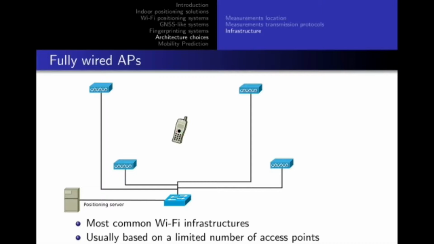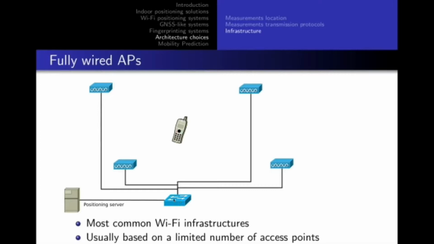Let's talk now about the infrastructure choice, which is the physical architecture of the network. So the most common Wi-Fi infrastructure is the fully wired access points infrastructure. That's what we have with a drone, for example. So we have a core network here with our positioning server, some switching environment, and on the switches you have the access points which are connected with Ethernet cables usually and have a direct access to the core network, and your device is connected to the access points and it can bridge its packets through the core networks to its services.